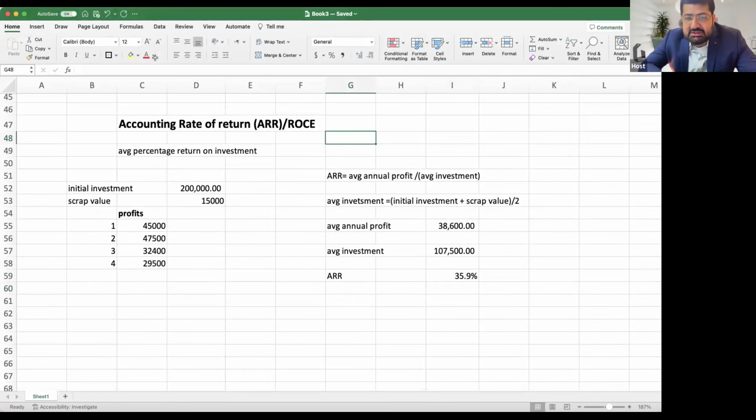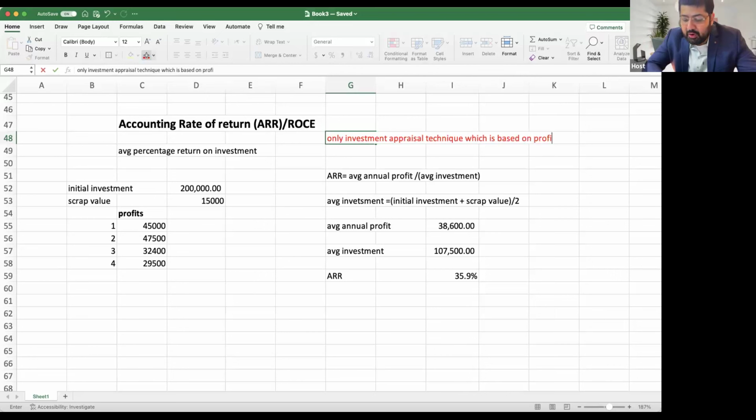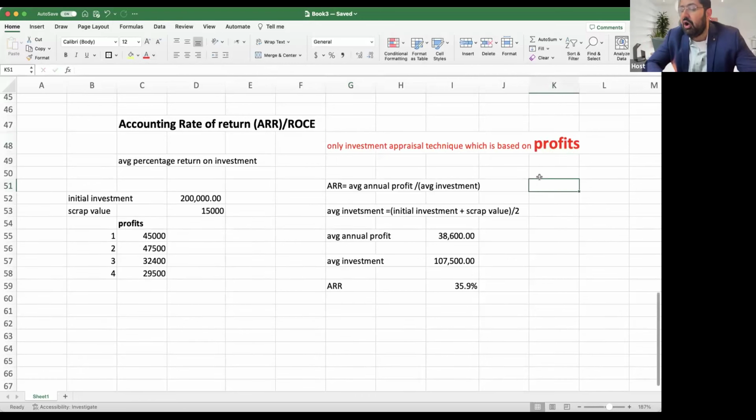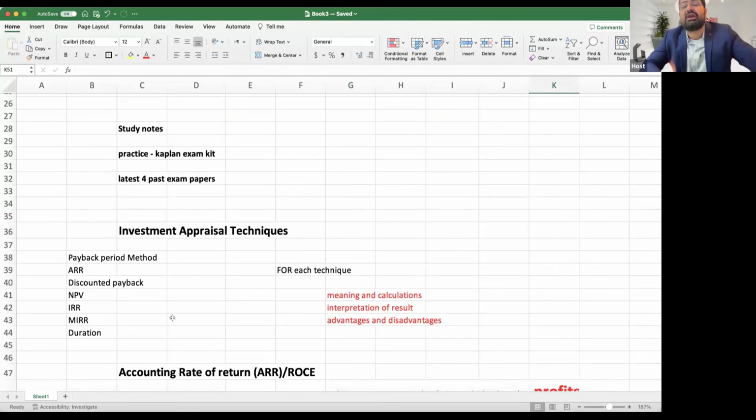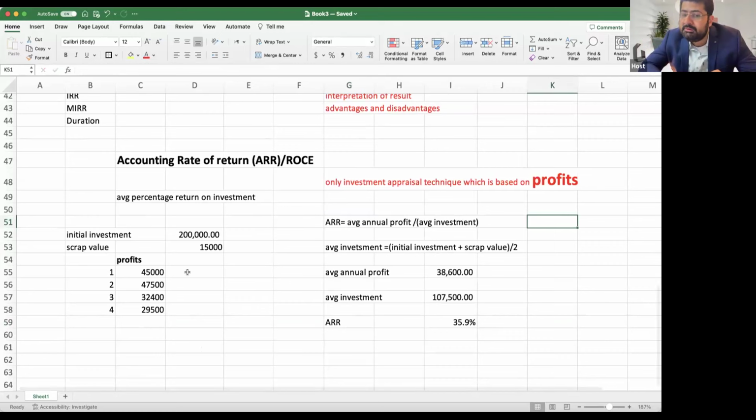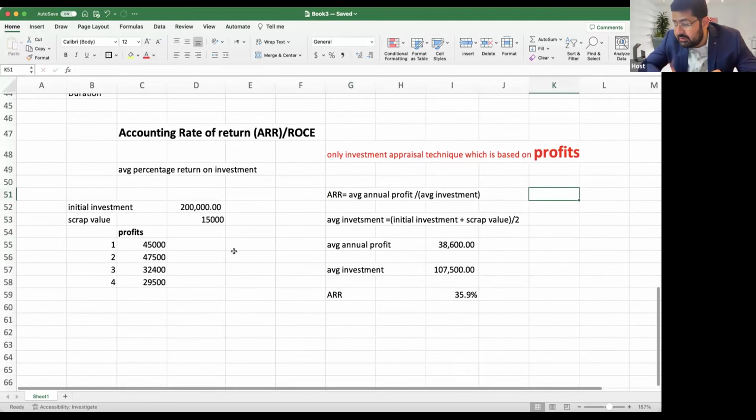Remember, this is the only investment appraisal technique which is based on profits. All other techniques, as I told you, are based on cash flows.